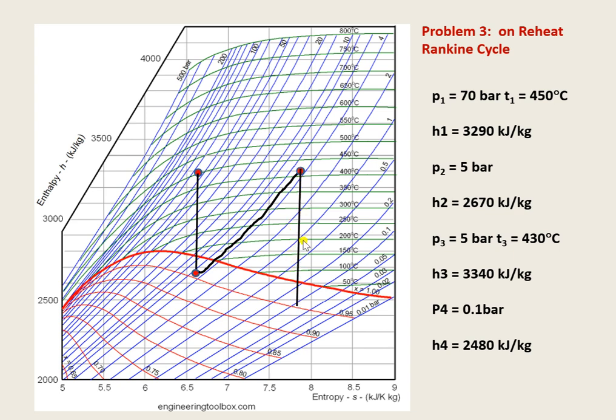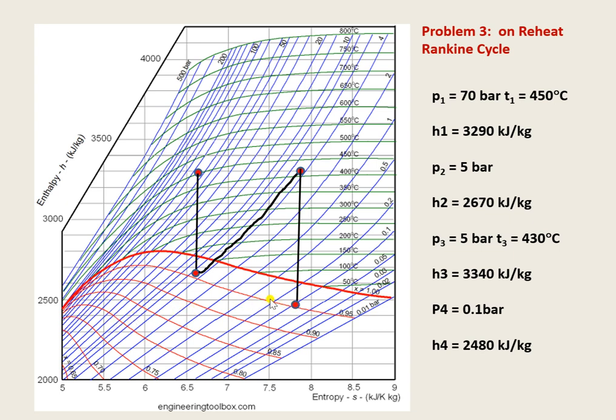Now to locate state 4, the same procedure we followed from state 1 to state 2 is followed here. From state 3, draw a vertical line up to condensing pressure, which is 0.01 megapascal, that is 0.1 bar. If you draw a vertical line from state 3 to condensing pressure 0.1 bar, you get state 4. The enthalpy here is 2480.